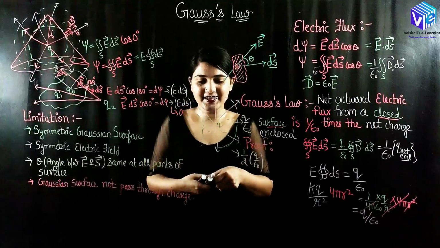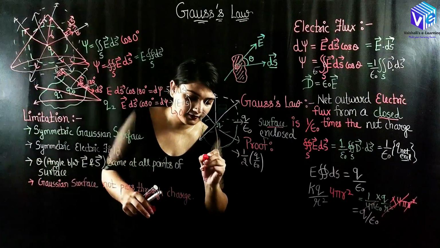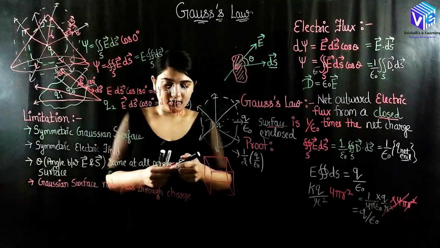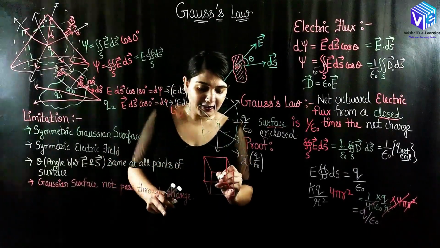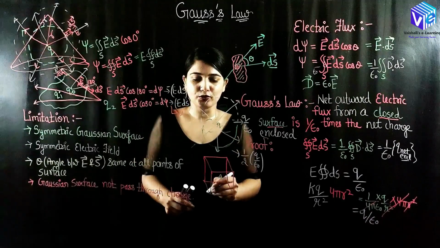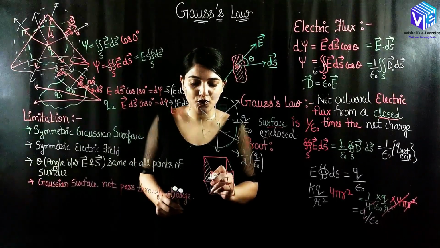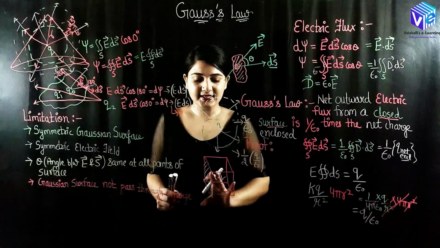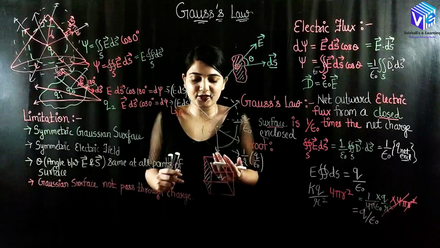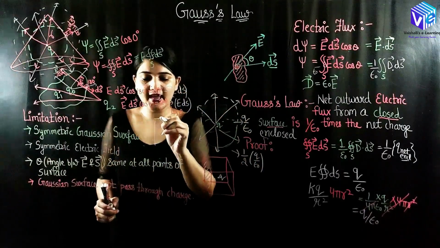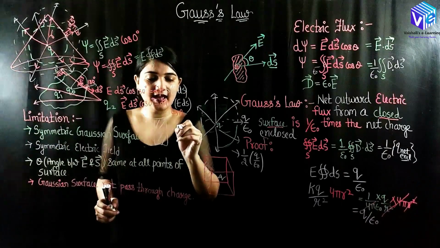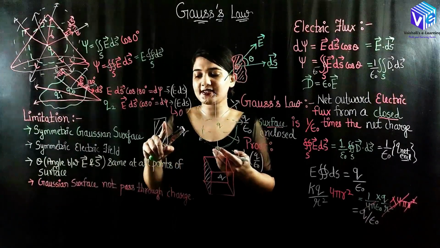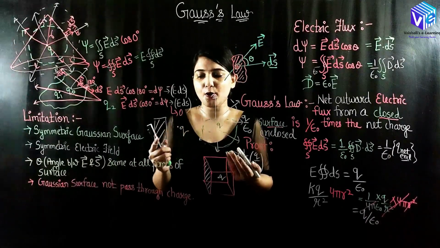Now I will give you one more example. This is my cube. At the center of the cube, I have a charge Q. Now I have to find the flux due to only one side of this cube. Or this question can be given another way: if I have a surface and a charge in front of it, how can I find the electric flux at this surface due to this charge?